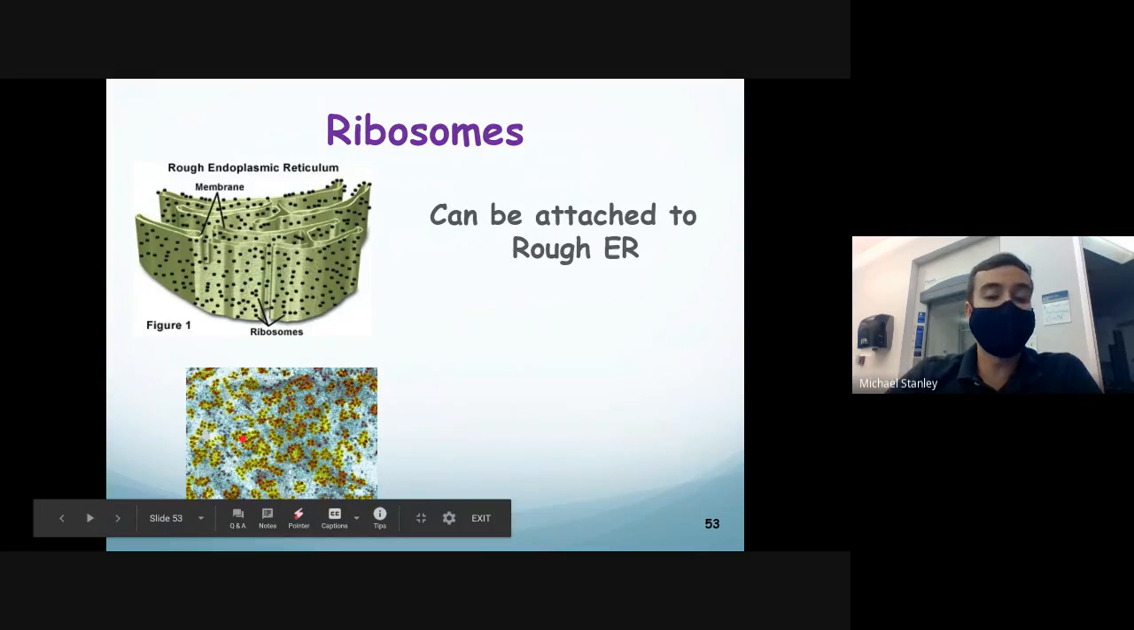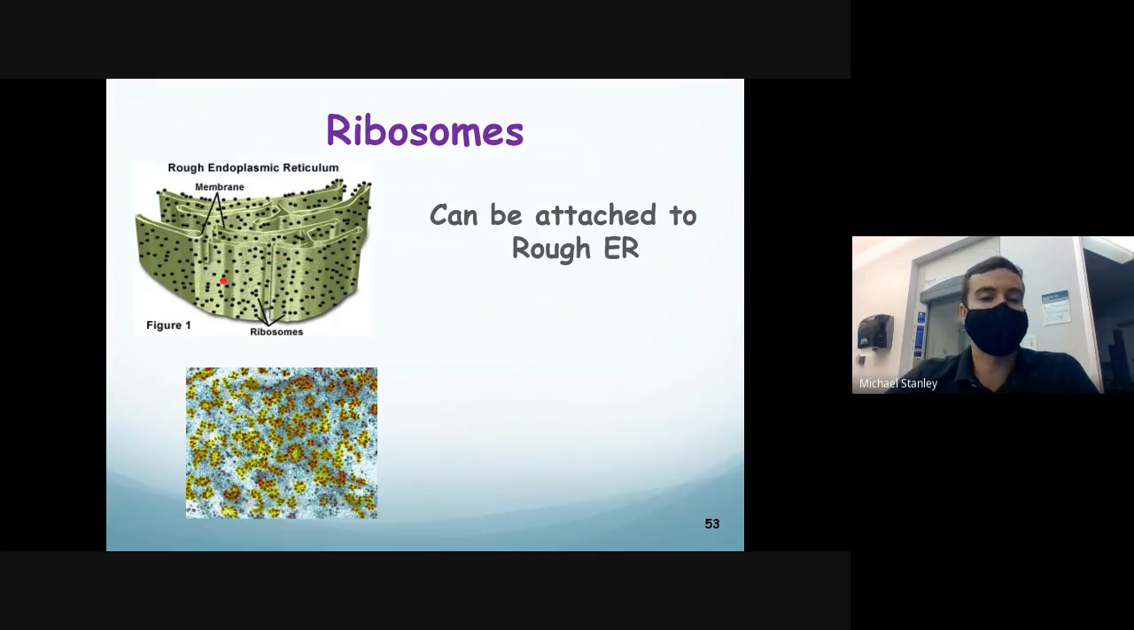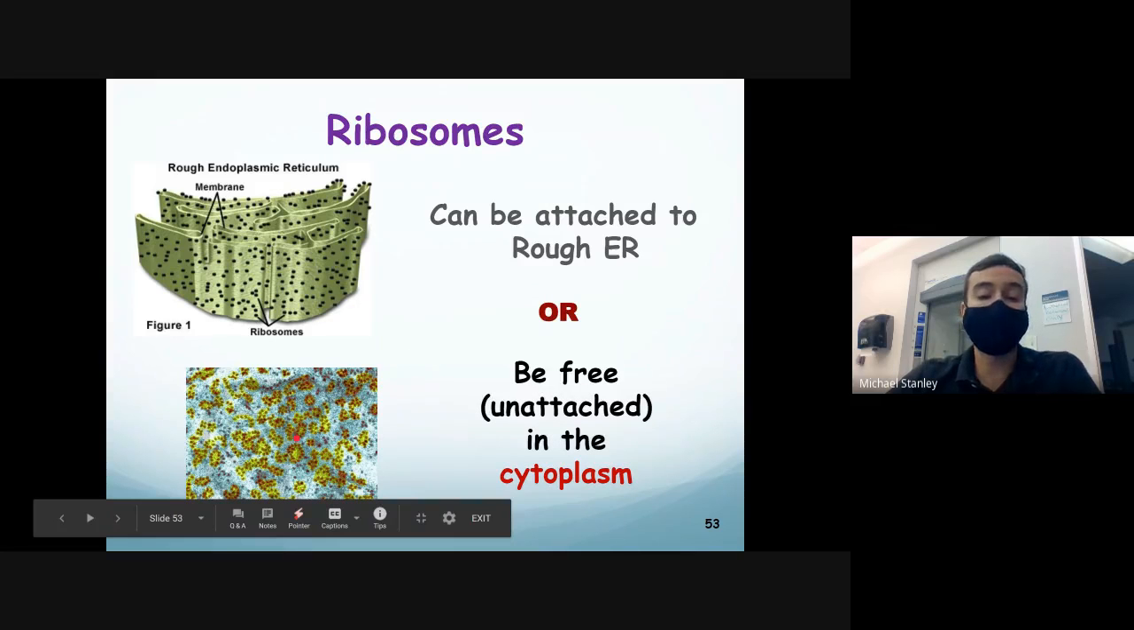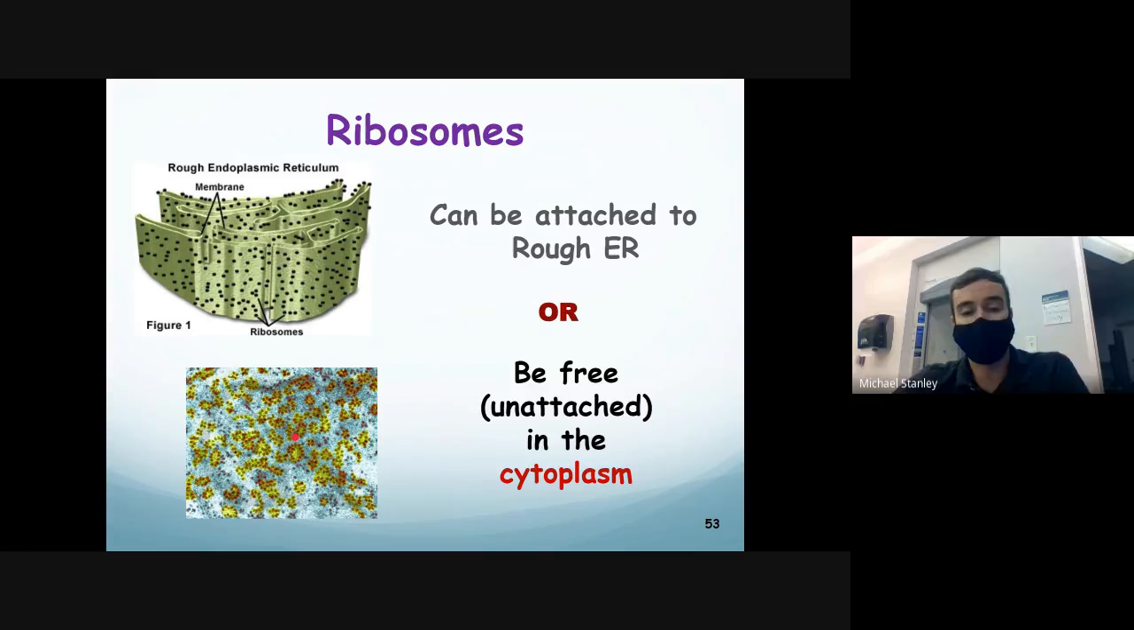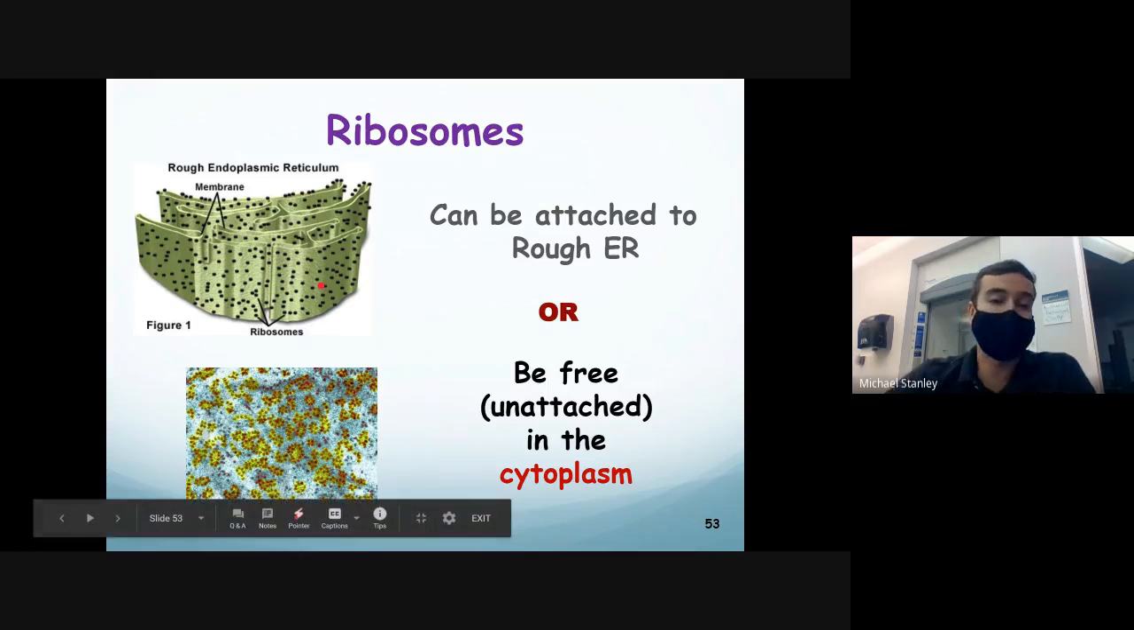So a bunch of the ribosomes inside of your cell are attached to the rough ER. But a lot of them are also freely floating and unattached in the cytoplasm. So you don't have to be attached to the rough ER if you're a ribosome. You can just as likely end up floating around in the cytoplasm, unattached to anything, just kind of on your own.